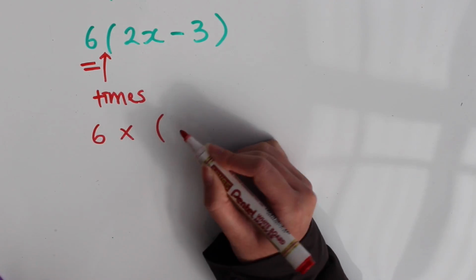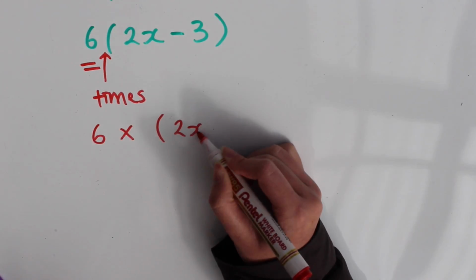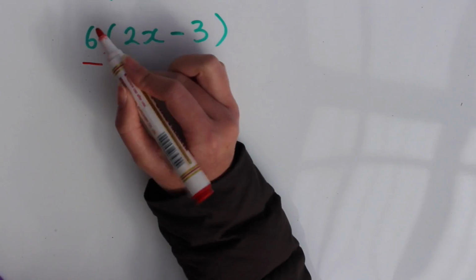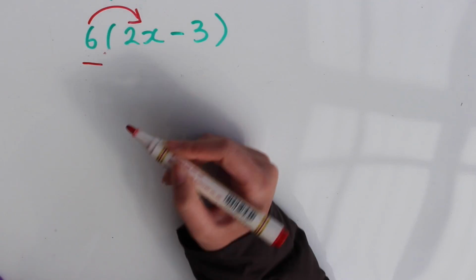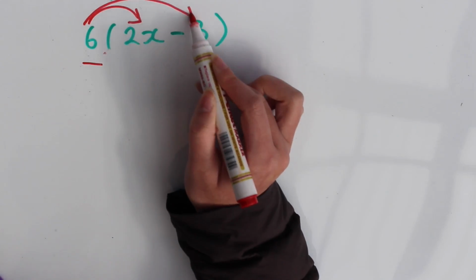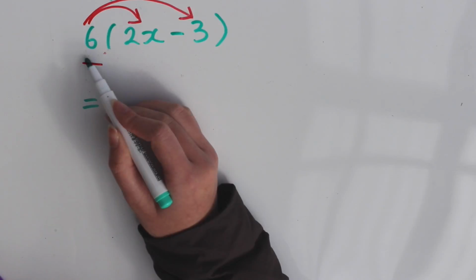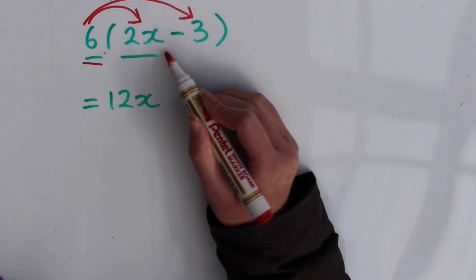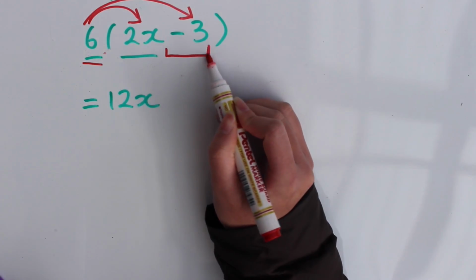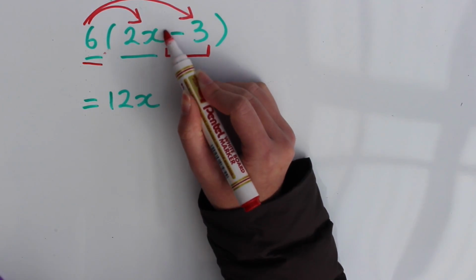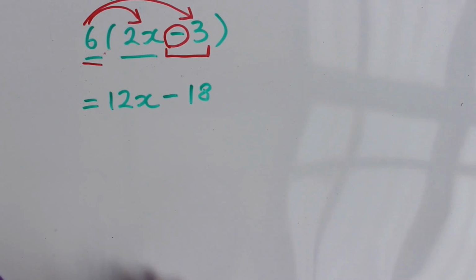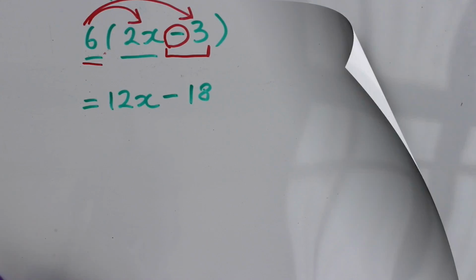In this example, it shows 6 times open bracket 2x minus 3 close bracket. This means 6 times 2x as well as 6 times negative 3. 6 times 2x equals 12x. 6 times negative 3, remember it is negative 3 and not 3, equals negative 18. Therefore, the answer to this question is 12x minus 18.